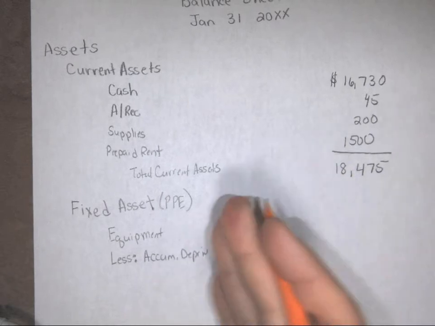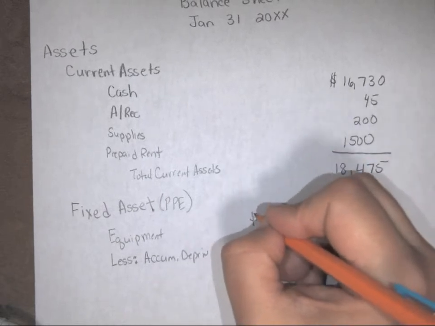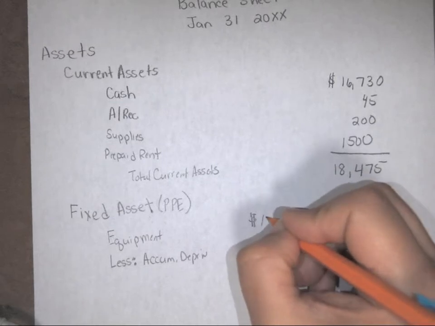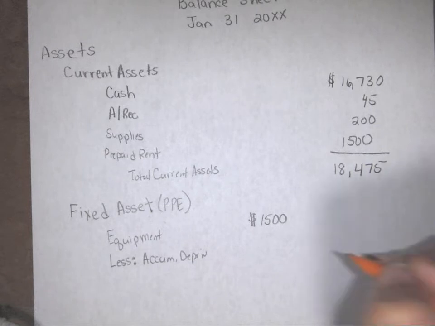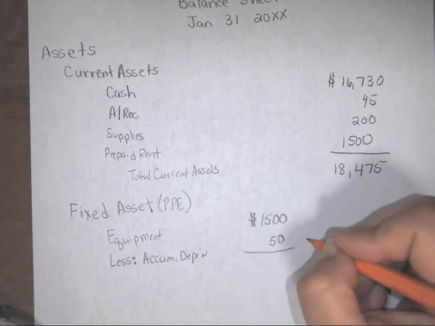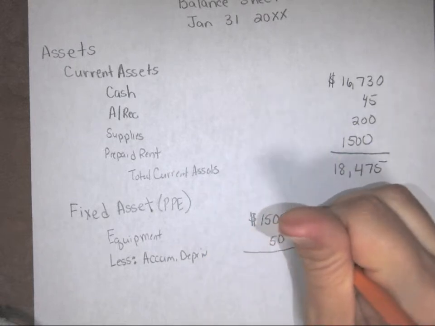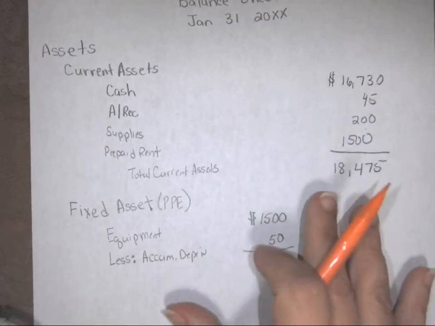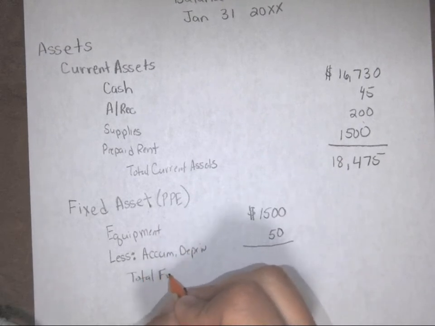Since this is information that's going to have to be added in the future, I do need to create another column so that it is nice and neat. And so I have 1,500 here under equipment. It was a $50 for accumulated depreciation. And then I'll have my total fixed assets.